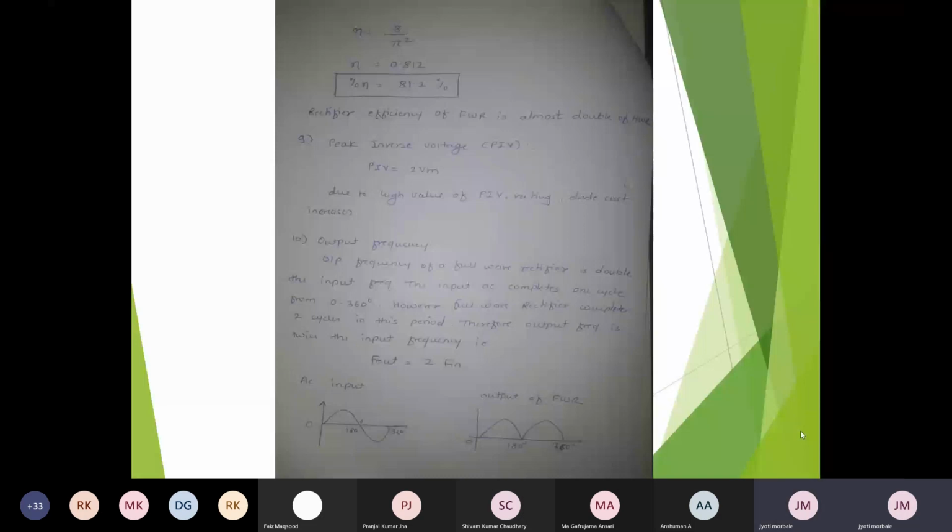ओके, then output frequency of full wave rectifier is double than the input frequency because we get both the half cycles at the output, जैसे यहाँ पर स्क्रीन पर दिखाया है. आउटपुट फ्रीक्वेंसी 0 to pi, pi to 2 pi, so f out is equal to 2 into f in.